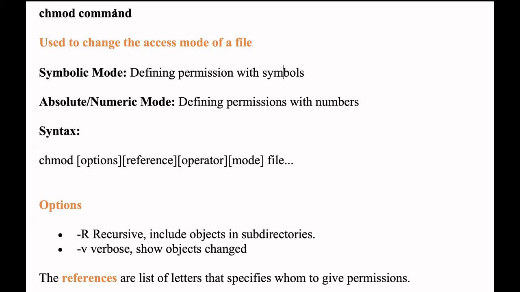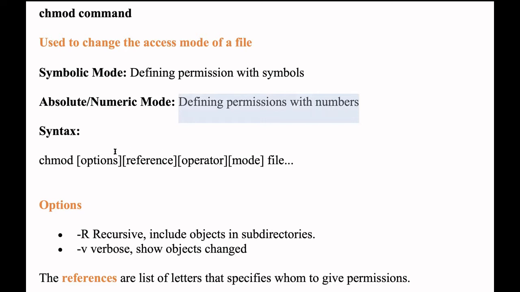Chmod stands for change mode. This is used to change the access mode of a file. There are two different ways of doing this. One, I can use a symbolic mode where I can define the permissions with symbols. And there is another mode called absolute or numeric mode where you can define the permissions with numbers. So chmod is to basically define the permissions for a file or for a directory.